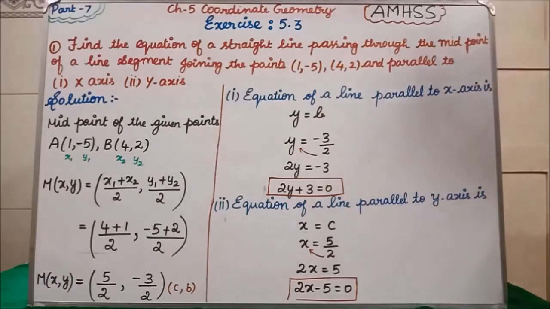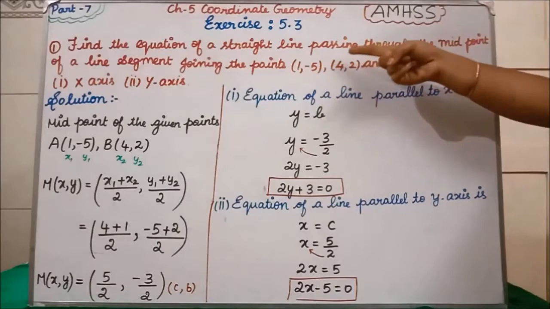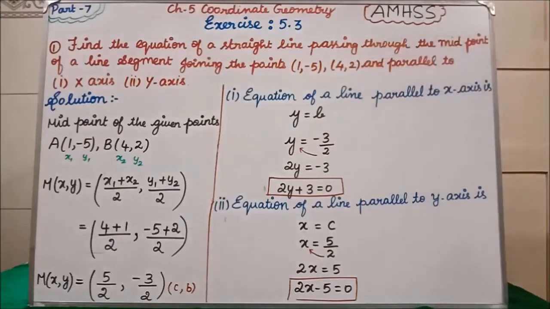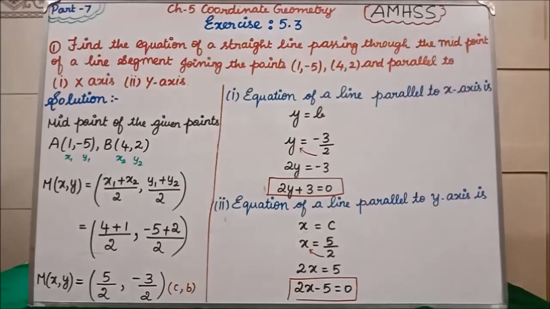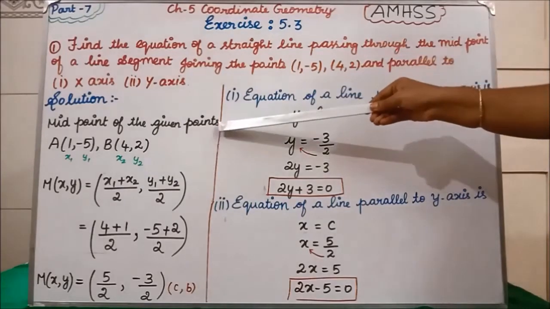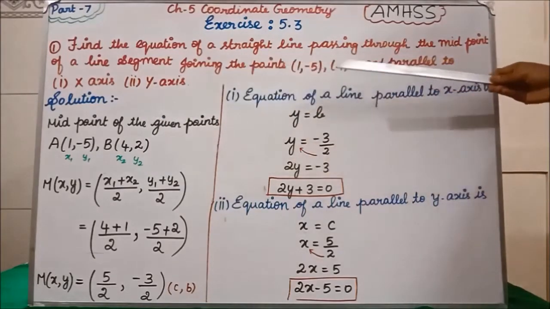See, they are asking for the equation of a straight line. I told you, the equation of a straight line should be in the form ax plus by plus c equal to 0. That form you have to use. But they have given that it passes through the midpoint of the line segment joining the points (1, -5) and (4, 2). So with these two points we are going to apply the midpoint formula and find the mid value. Clear?